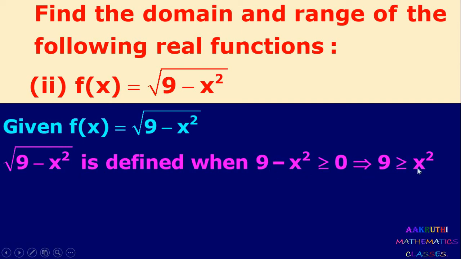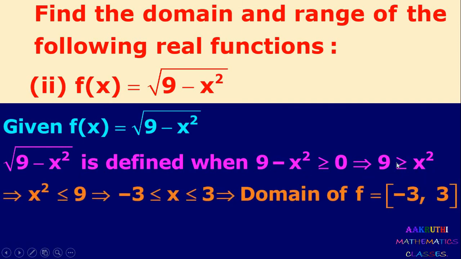We get 9 is greater than or equal to x square, or we can write x square is less than or equal to 9. When x square is less than or equal to 9, this implies x should be in between minus 3 and plus 3. We can take any numbers from minus 3 to 3. If we take more than 3, we get x square is more than 9. So therefore, x value should be less than or equal to 3.